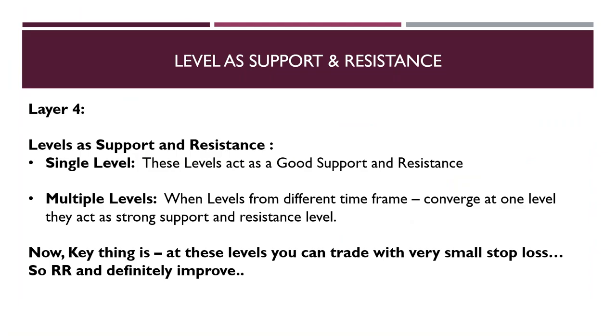Now layer 4. Here, can this level act as an important support and resistance level or not? So what I've done: one is single level, like important levels such as monthly pivot, monthly S1, monthly R1, or weekly pivot, weekly S1, R1. Can they act as a good support or resistance or not? Then multiple levels. If at the same level there is monthly pivot plus weekly pivot, or say monthly pivot plus weekly R1, so at the same level, if levels from different time frames are converging, can it act as an important support level or not? So the key is at these levels you can trade.